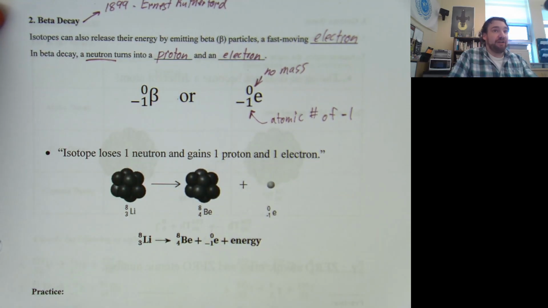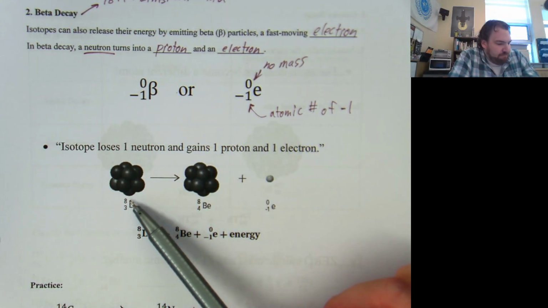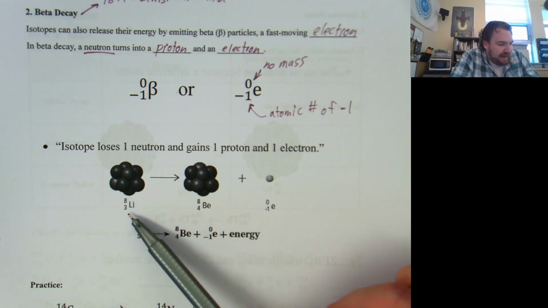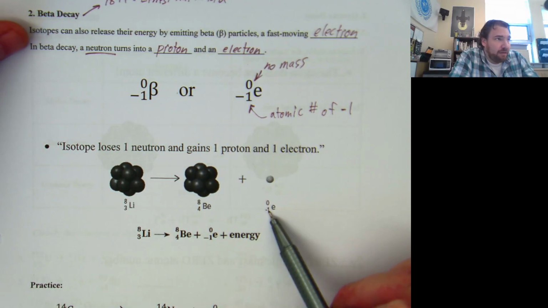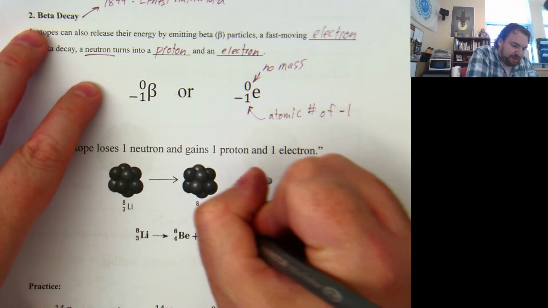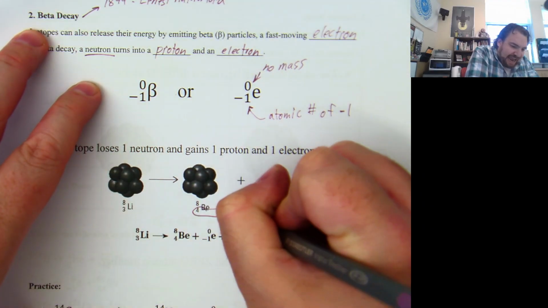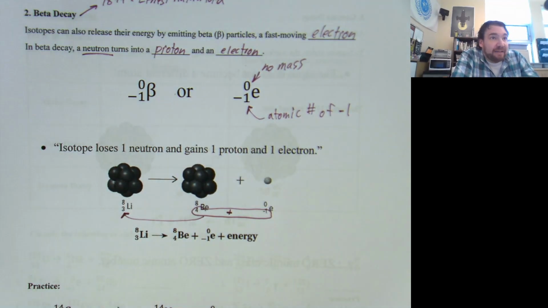So here's what beta decay looks like. If I have lithium, lithium has an atomic mass of 8 and an atomic number of 3. If lithium undergoes beta decay, the atomic number -1 pops out. And in order for it to be balanced, these two numbers have to add up to what we started with. They have to be balanced, just like balancing chemical equations.